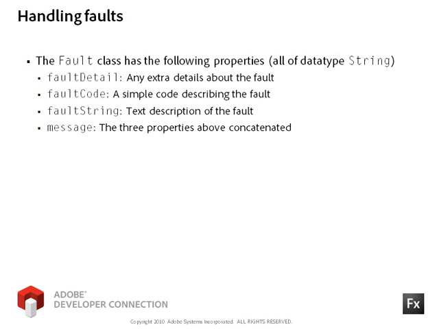The fault event class contains 4 string properties. The faultDetail property contains extra details about the fault. The faultCode property is a simple code for describing the fault. The faultString property is a text description of the fault, and the message property is a concatenation of the other 3 properties.